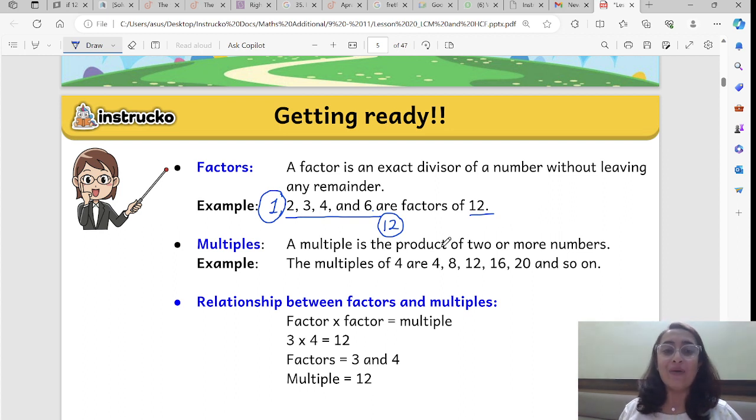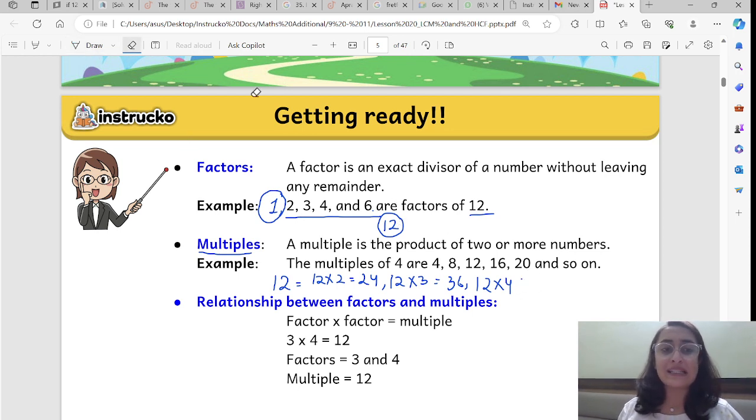Okay. Now let's move to multiples. What is a multiple? A multiple is the product of two numbers. So let's say I have to write the multiples of 12. What will be the multiples of 12? 12 multiplied by 2, which is 24, is a multiple of 12. Then 12 multiplied by 3, which is 36, is also a multiple of 12. Then 12 multiplied by 4, which is 48, is also a multiple of 12.